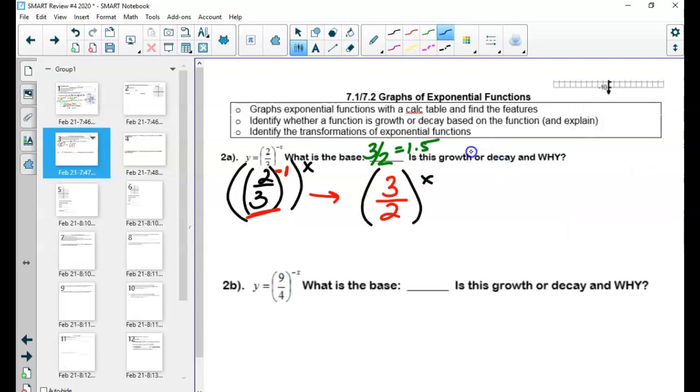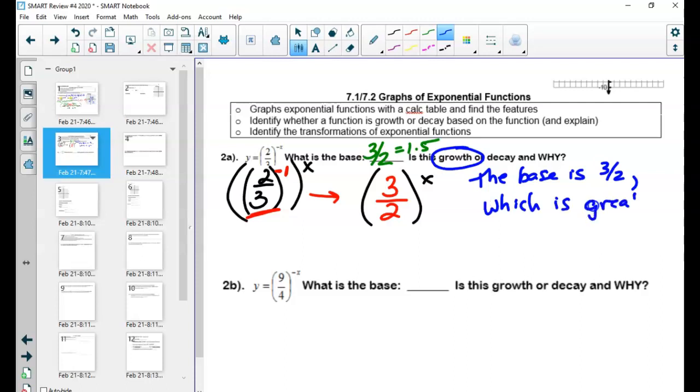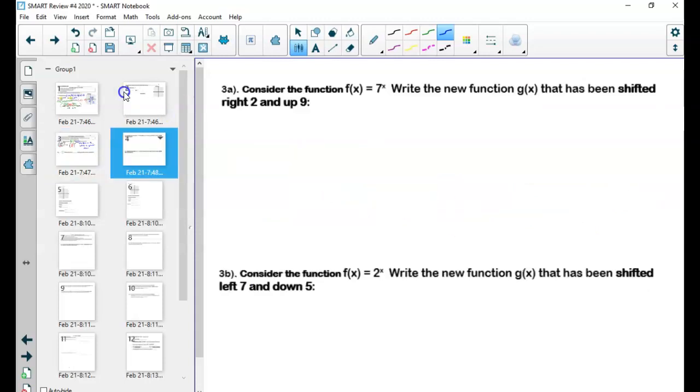And that means you have an exponential growth, and you have to give me a big kid reason. You can't say because I graphed it and it goes up. You're going to say the base is 3/2, which is greater than 1. That's the reasoning. If the base was between 0 and 1, then you would have a decay. So there's a couple of trick questions on this review that you need to look really carefully at.